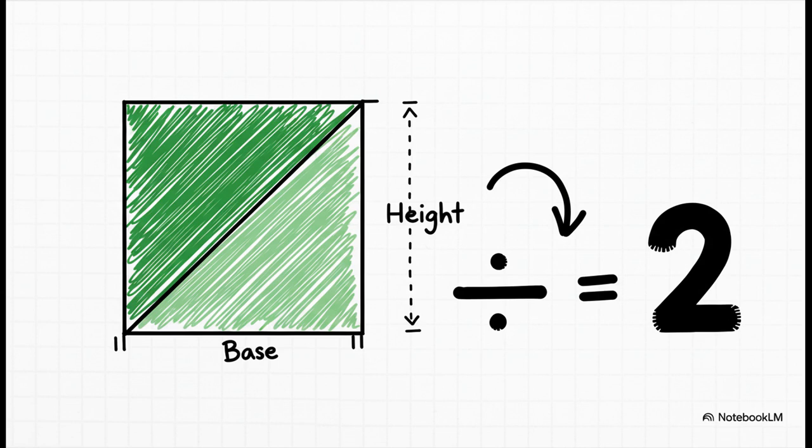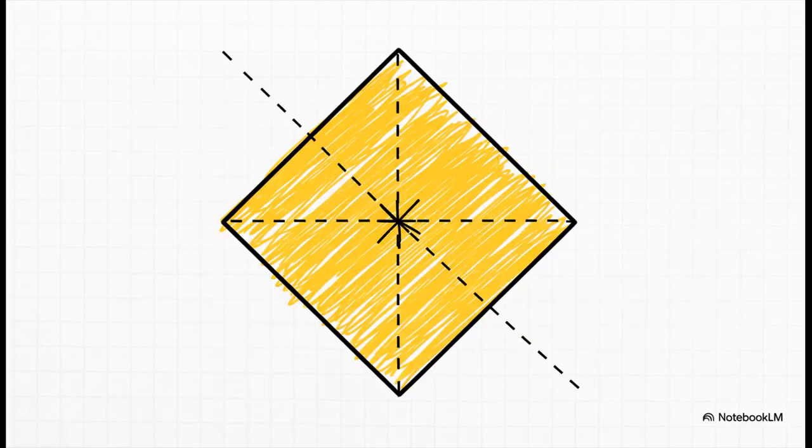Base times height divided by 2. And just like that, you understand why the formula is what it is. It's not just a random rule, it's just half of a parallelogram. All right, next up, the rhombus.